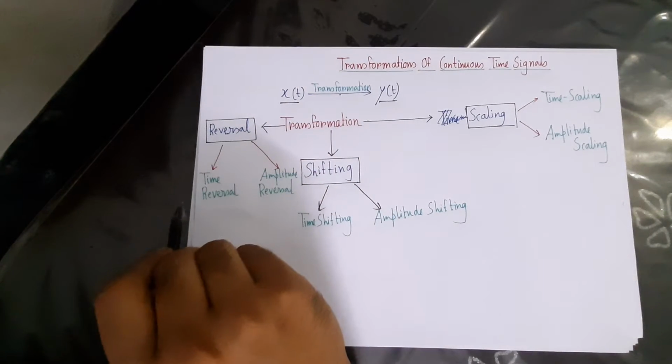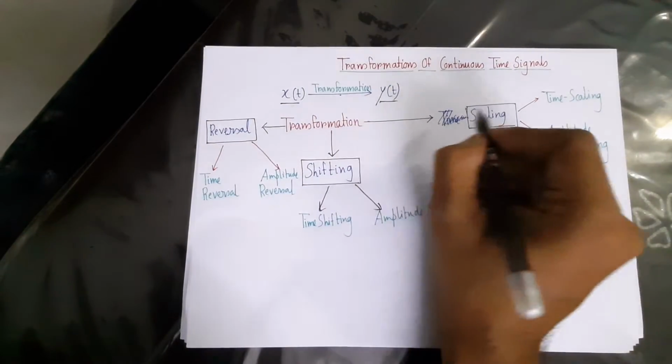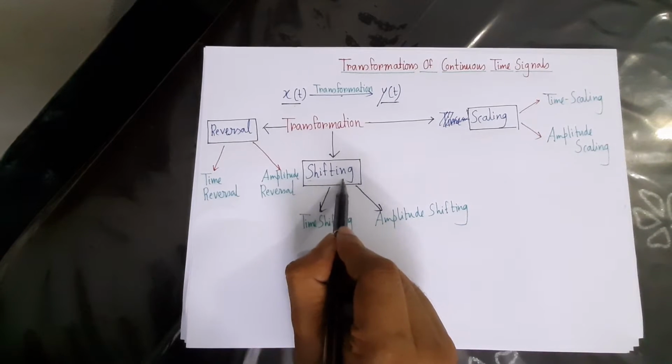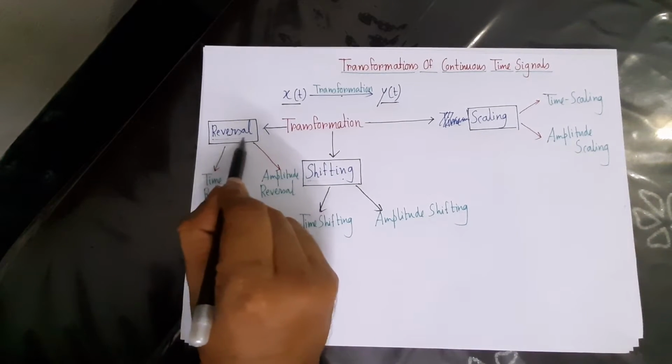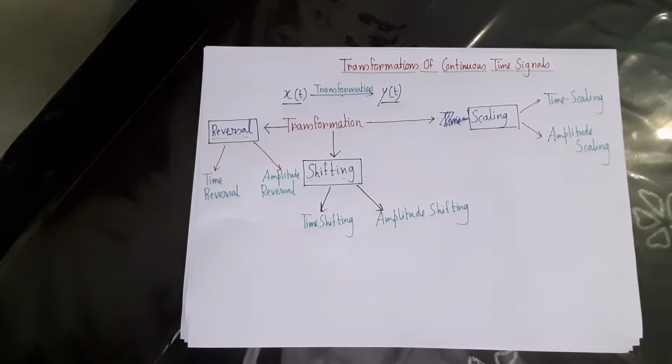Transformation operations can be categorized into three types. One is called the scaling operation, one is termed as shifting operation, and one is termed as reversal operation. We will explain later that reversal operation is not a new operation, rather it's a special case of scaling operation. Each of the three operations, that is scaling, shifting and reversal, can further be subdivided into two categories each.